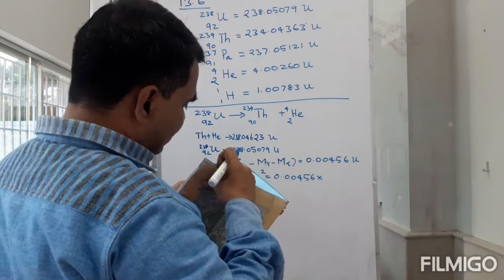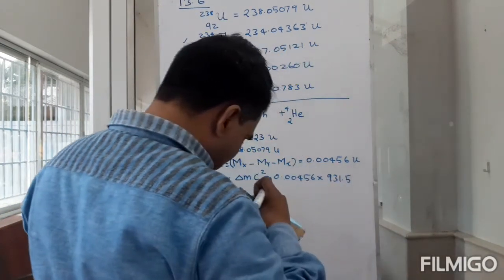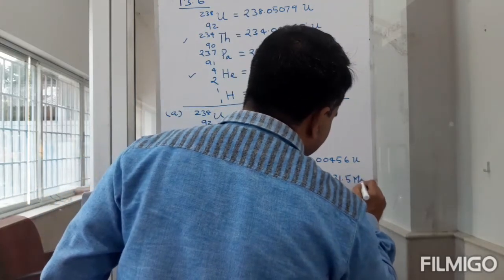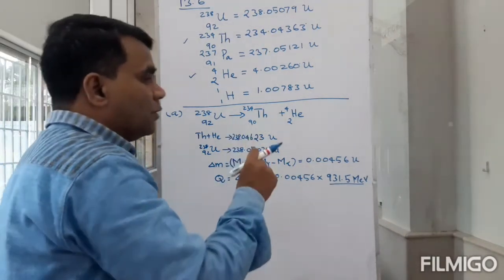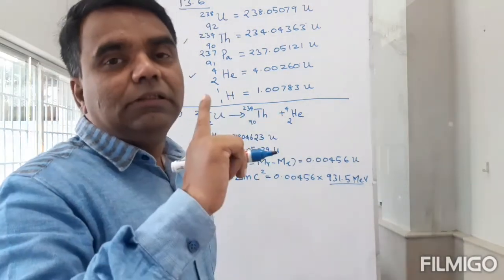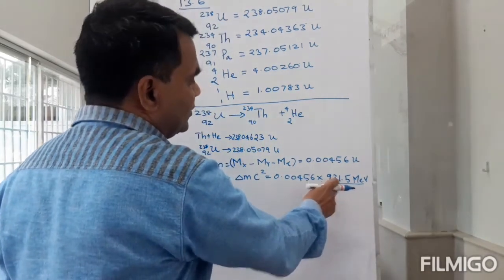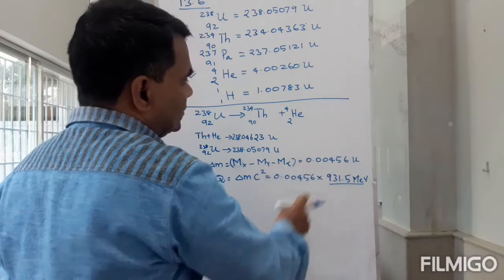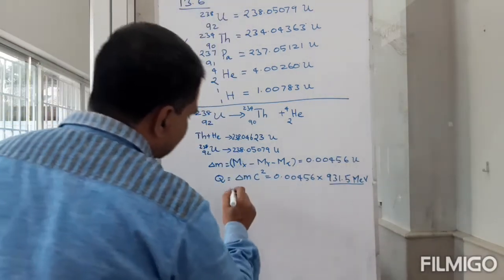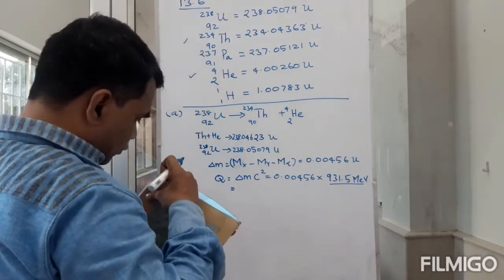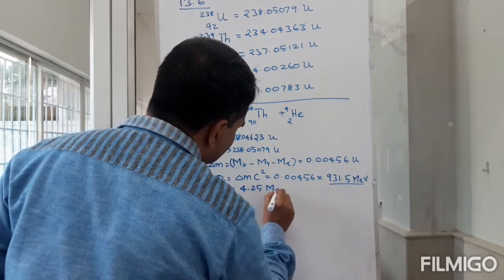But then you know the equivalent, right? It's 931.5 mega electron volt. You know that already. We discussed it already. So for one atomic mass unit, this is the amount of energy you will get. So you got so much atomic mass unit, then you multiply this, and this is going to give you 4.25 mega electron volt.